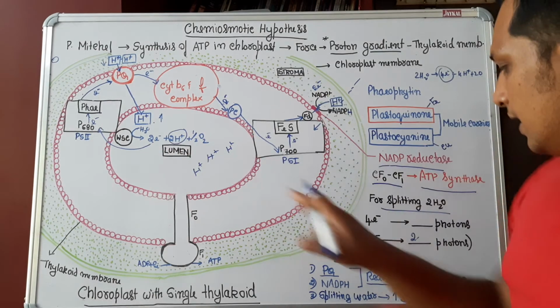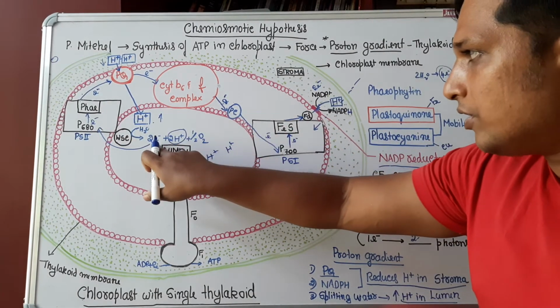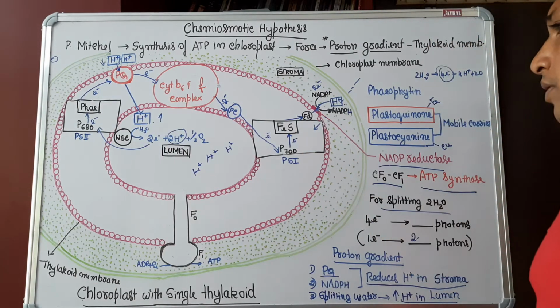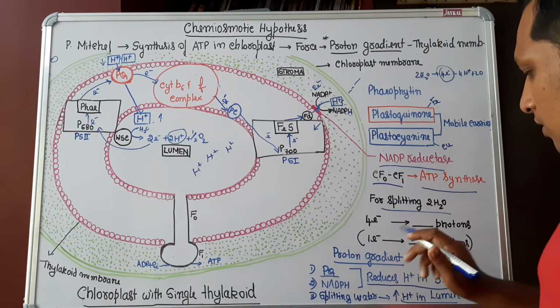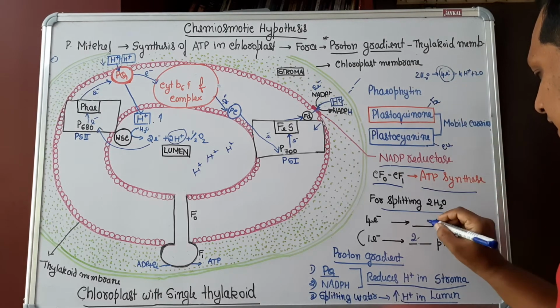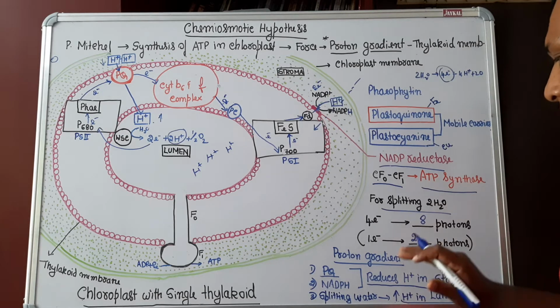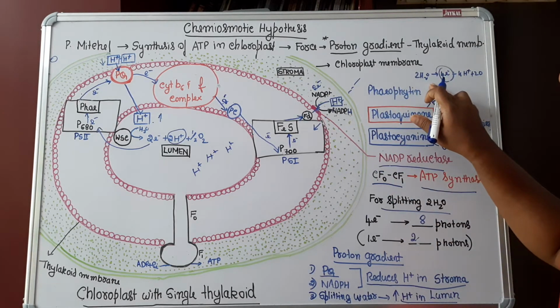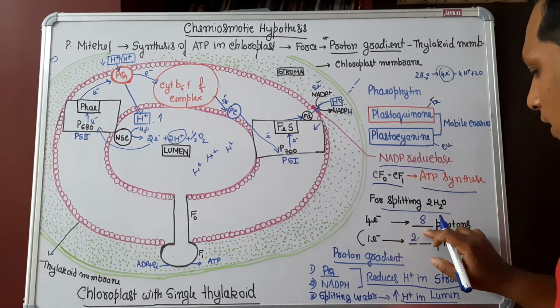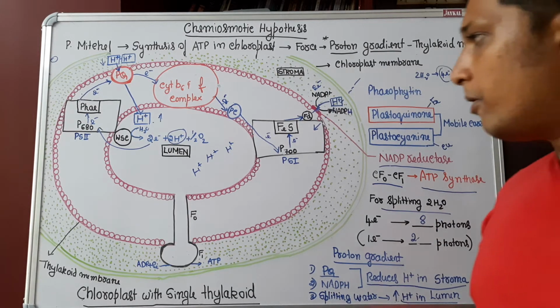To transfer 1 electron, 2 photons are needed. To stimulate 2 electrons, 4 photons. If it is 4 for 2 electrons, then for 4 electrons 8 photons are required. Hence, to split 2 water molecules, the amount of photons required is 8 photons. That kind of question can be asked, very important.